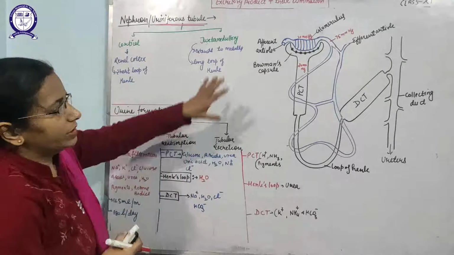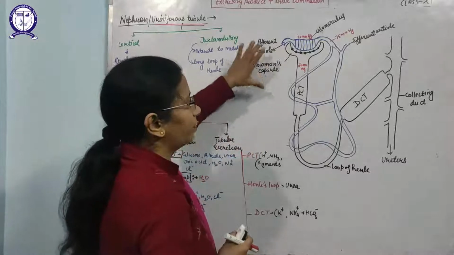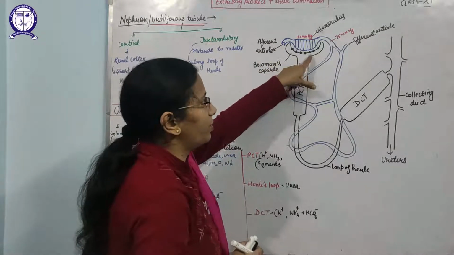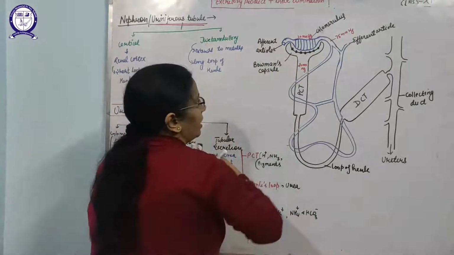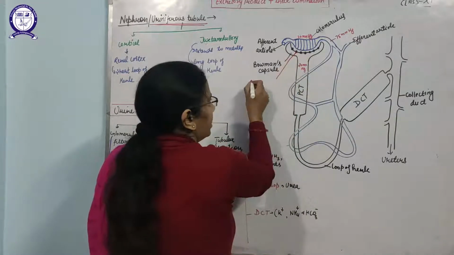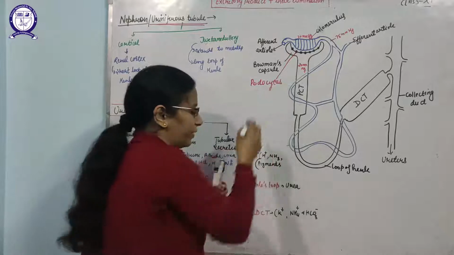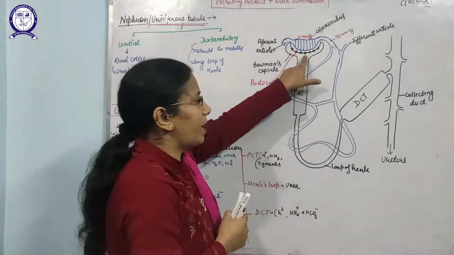So this is the nephron that I have drawn here, the simplest diagram of the nephron. It consists of this part, which is known as the Bowman's capsule, and these dots that I have made here are the podocytes, from where filtration will take place. So this is the Bowman's capsule.